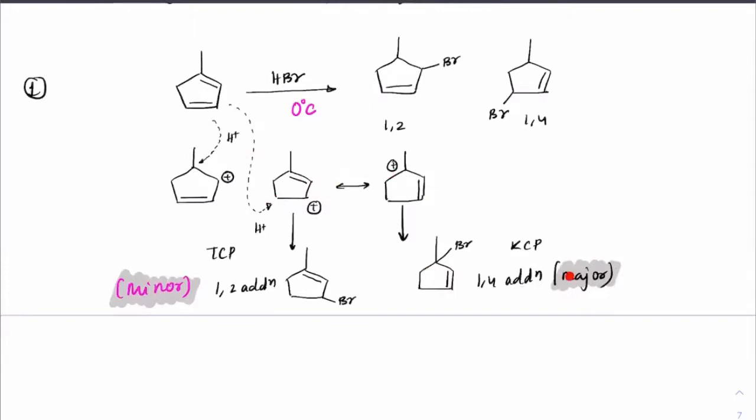When this is a major product, which means in this route, H was added, then Br will be added here. Then that will be your minor product, which is your TCP. These products will be there, but if you are asked about major and minor, only these two.